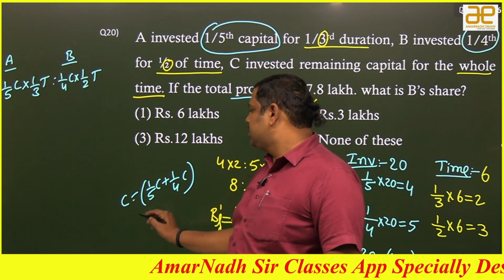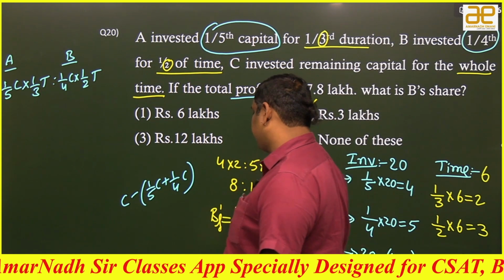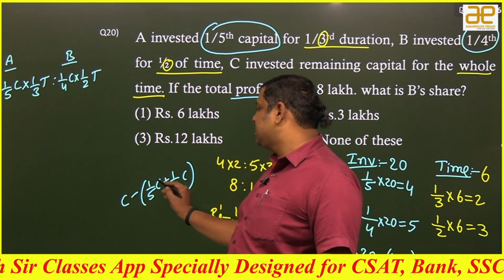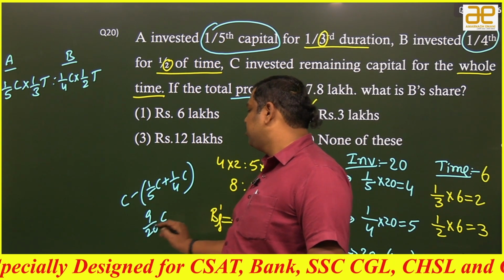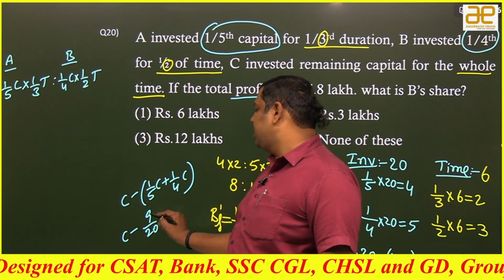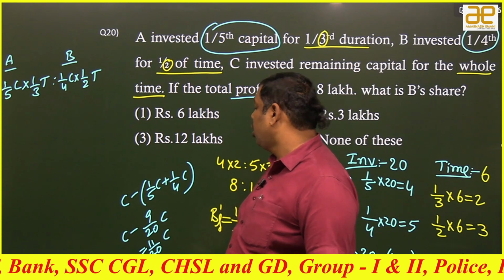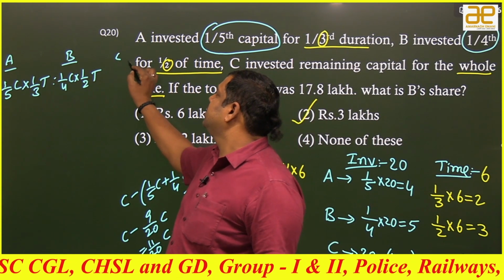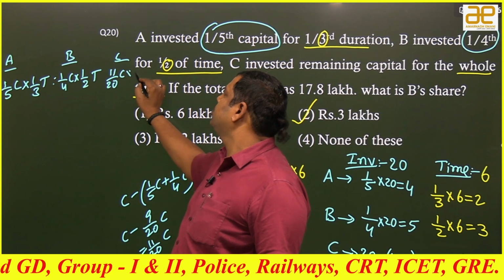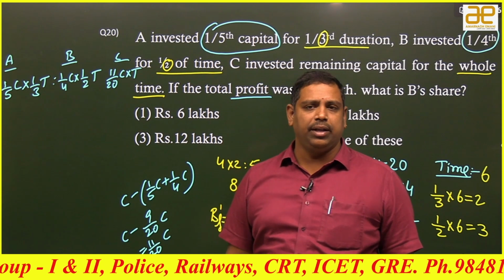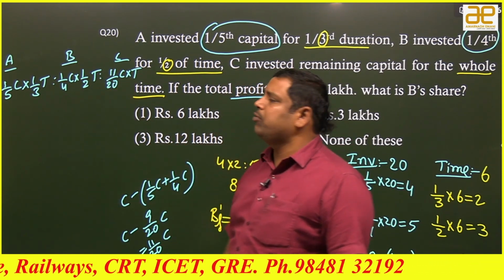What is C's investment? We have to subtract from C, right? So C minus 9/20C, then it will be 20 minus 9, so 11/20C. So C's investment is 11/20C into time period, full time he is in the business, so T. So in this ratio they have to distribute the profits.